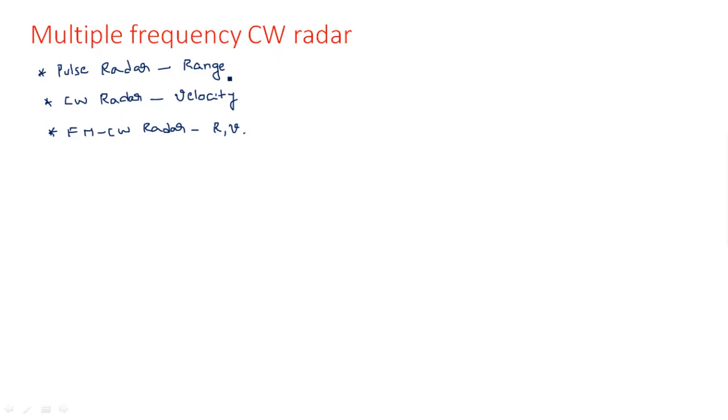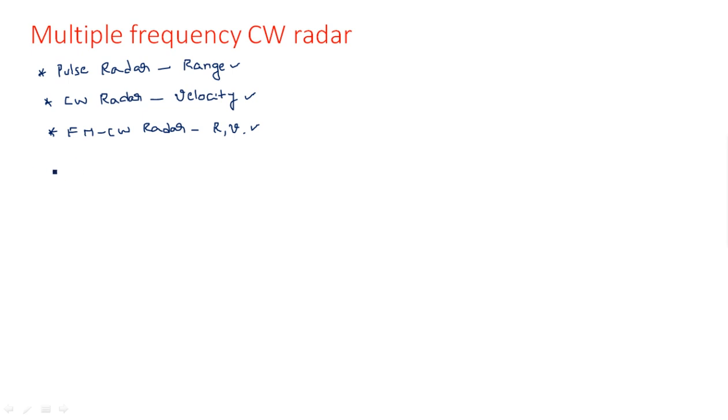Okay, so pulse radar can only measure range. CW radar can measure velocity. So FMCW radar is the next level of radar system compared to pulse radar and CW radar, which is used to measure both the parameters like range and velocity. That is the advantage of FMCW radar compared to pulse radar and the CW radar. Now, in this concept, I am going to introduce a multiple frequency CW radar that can also be used to find the range.